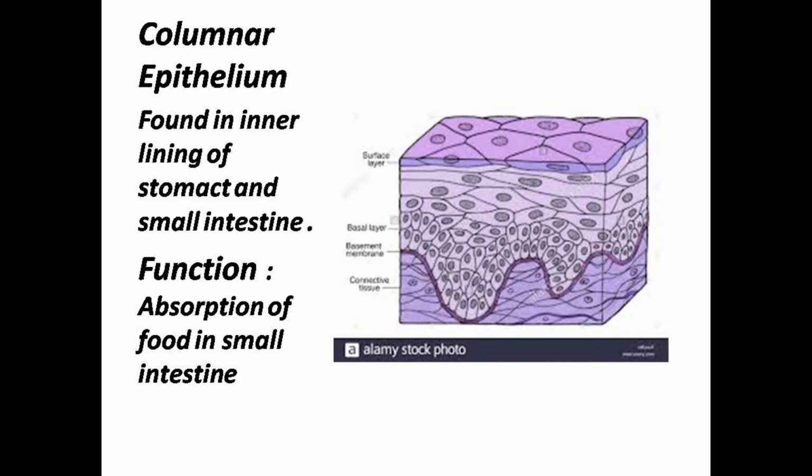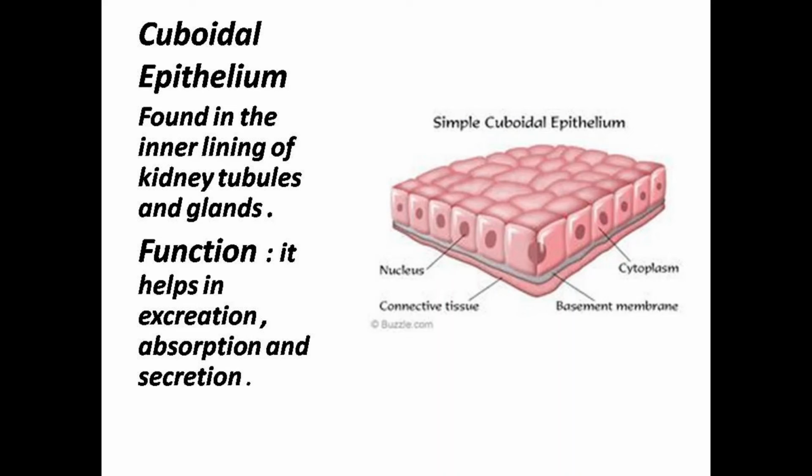Moving further to the columnar epithelium, cells are long and column-like. It forms the inner lining of the stomach and small intestine, and its main functions are absorption of digested food in the small intestine and secretion of mucus. In cuboidal epithelium, cells are cube-like. They are found in the inner lining of kidney tubules and glands like sweat glands. It helps in excretion, absorption, and secretion.